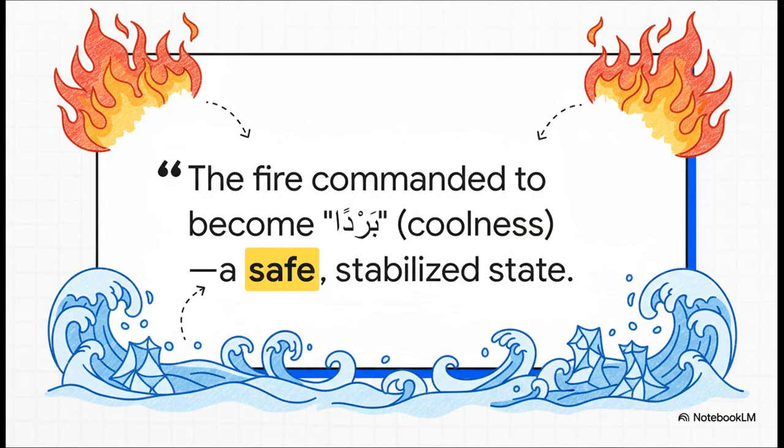A perfect example of this is when this fire, this process of intense chaotic energy, is commanded to become bardan, or cooling. It's not just about the temperature dropping. It's about transforming a dangerous, out-of-control process into a safe, bounded, and totally stabilized condition. That's the signature of the BRD root right there.